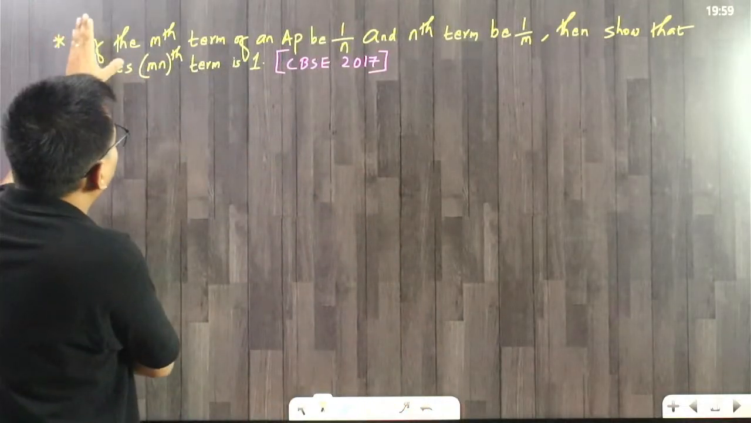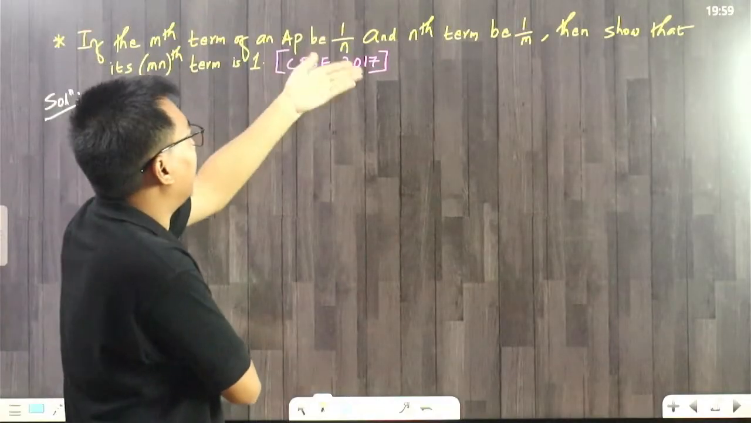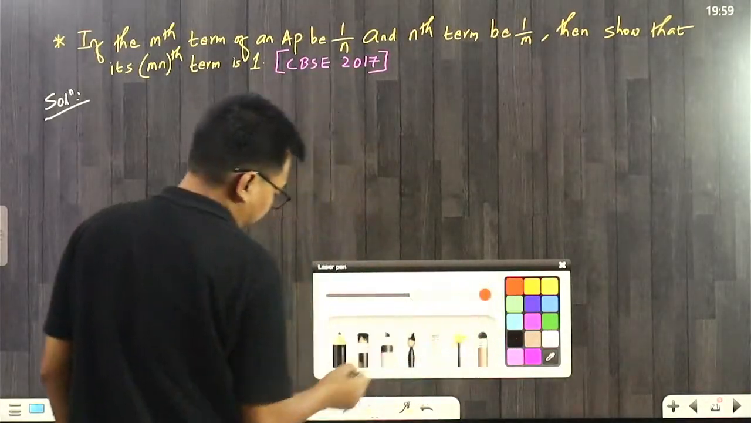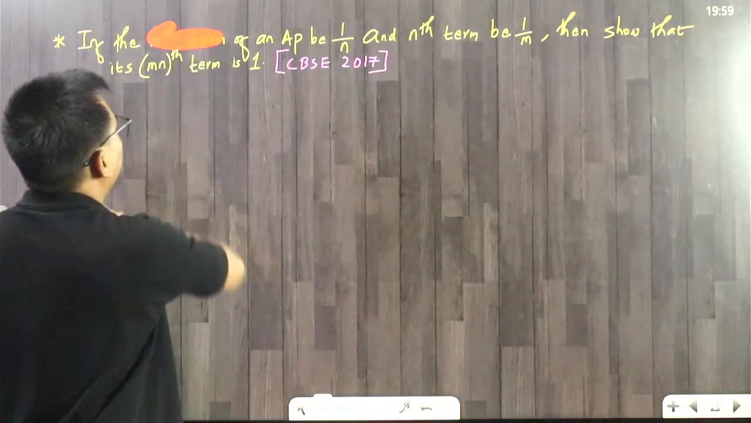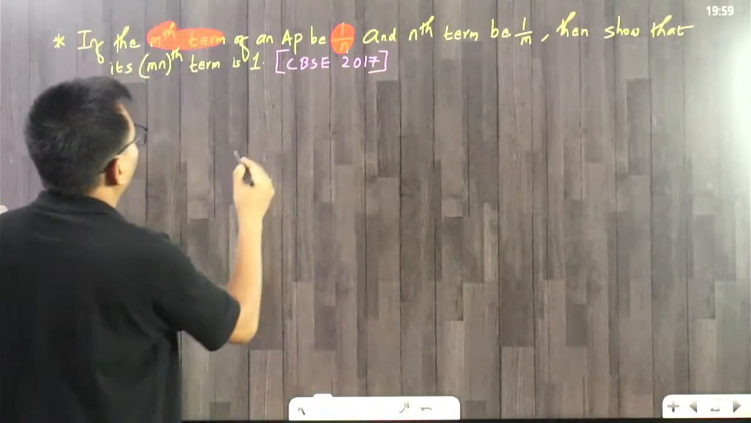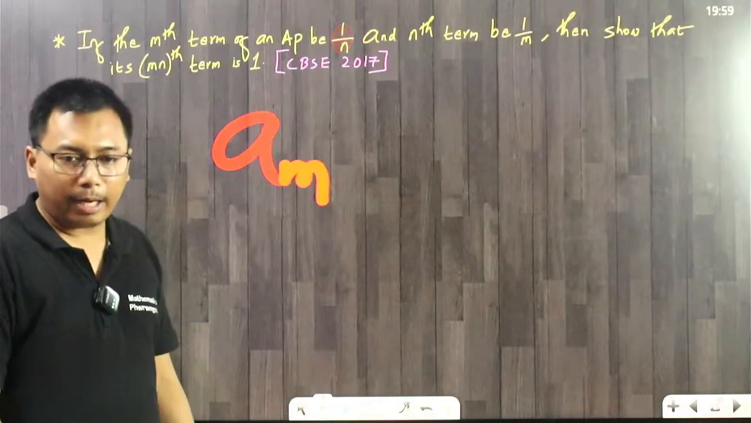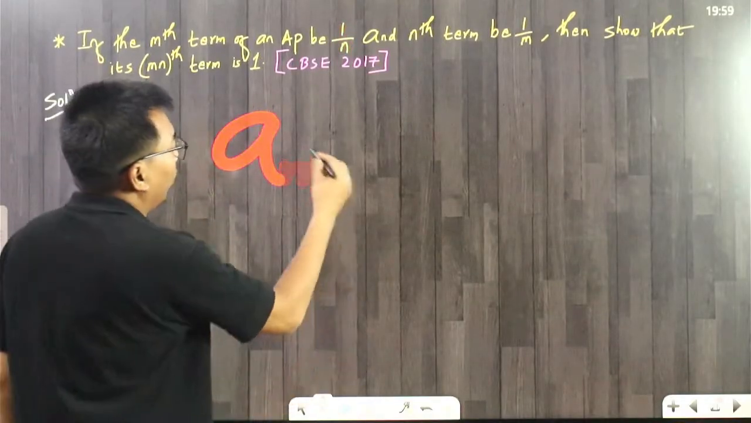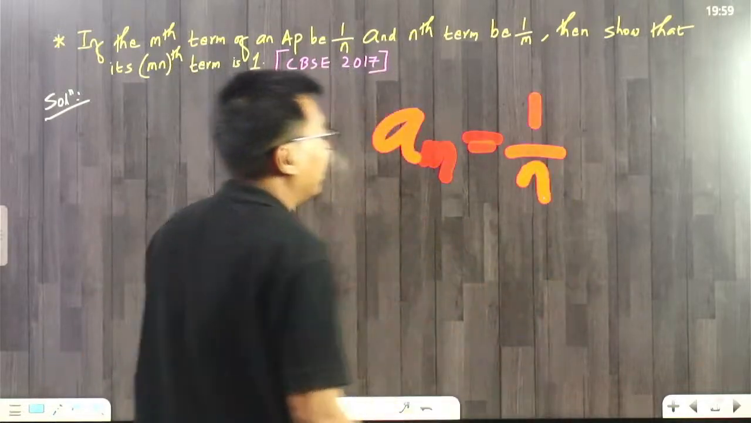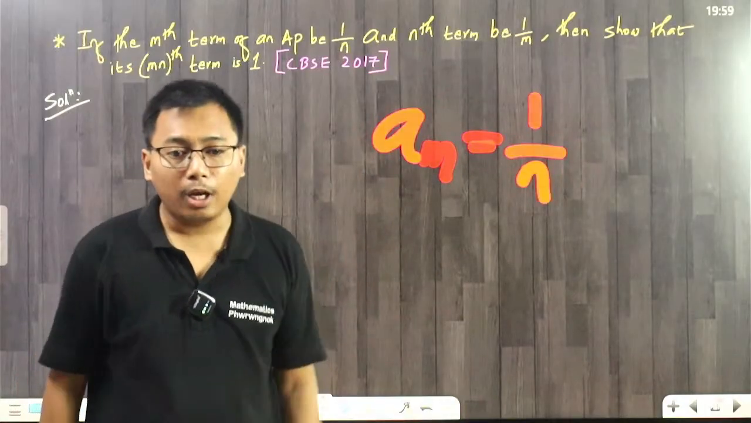Let's read. If the mth term of an AP be 1 by n, so mth term is given. This is an mth term. How do we write the mth term? We'll write it like this. This is our mth term, a_m. So this mth term of an AP is 1 by n. It's given. Mth term is 1 by n.